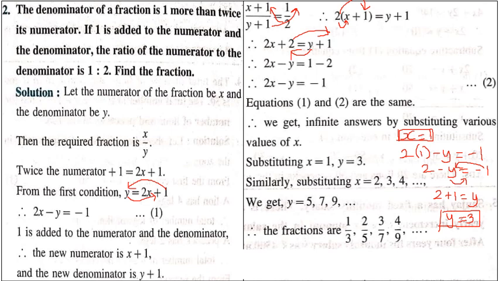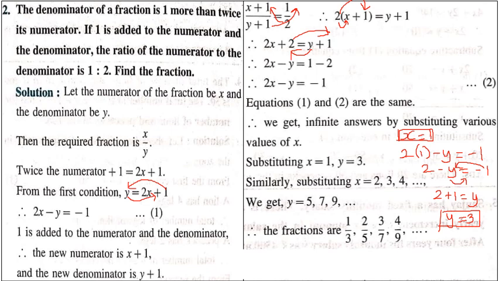So now I have presumed the value of x as 1. Accordingly, I got the value of y as 3. So this can have n number of different values for x and y because both the equations from both the conditions are the same. Okay, so if you presume x as 2, y will be 5. If you presume x as 3, y will be 7. If you presume x as 4, y will be 9. So accordingly, the fraction's value will be different. So you will get infinitely many solutions.